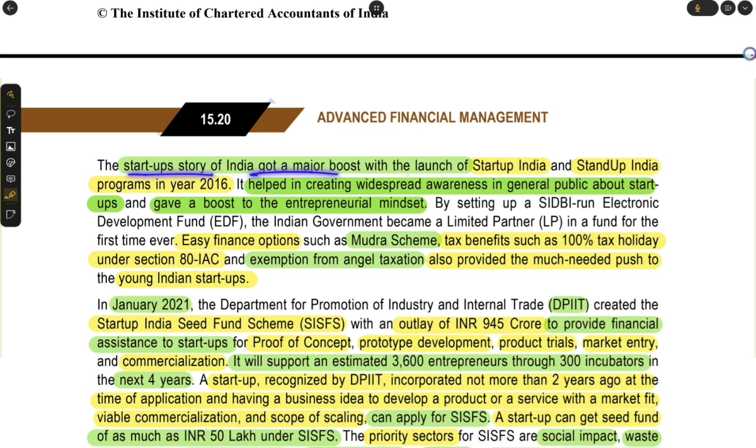The startup story of India got a major boost with the launch of the Startup India programs in 2016, that is 16 Jan 16. It has been creating widespread awareness in the general public about startups and gave a boost to the entrepreneurial mindset. Easy financing options such as the Mudra scheme, and tax benefits such as a 100% tax holiday under section 80-IAC and exemption from angel taxation, also provide a much needed push to young Indian startups.